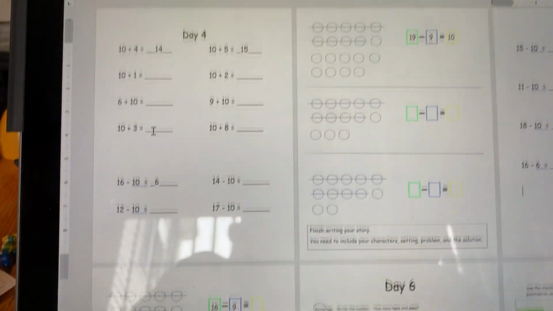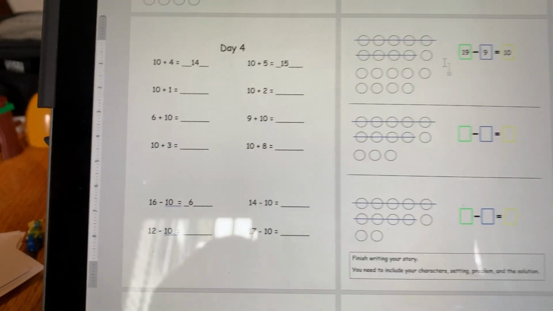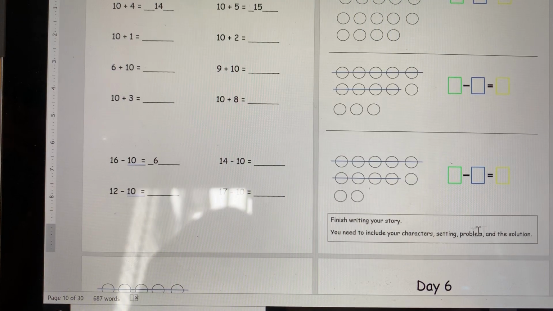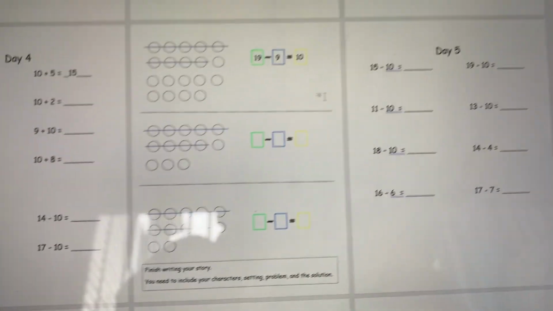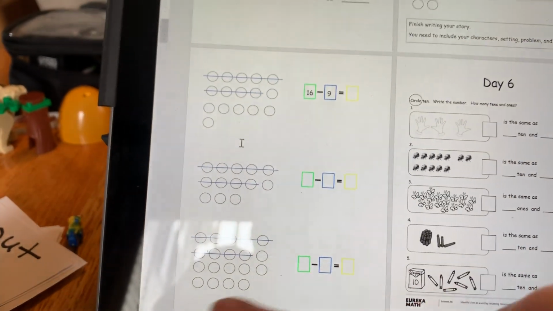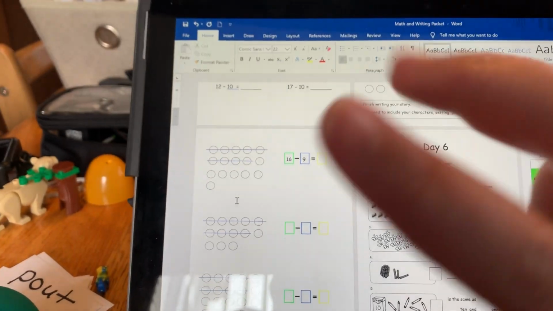So I'll just review quickly. Day 4 is this math page and this math page, and then finishing your writing. Day 5 has this math page and this math page, and adding lots of detail to your picture and your writing.